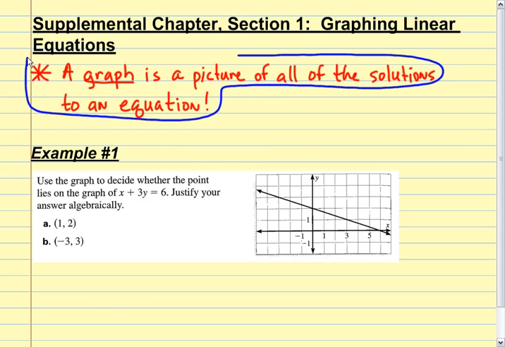That a graph is a picture of all of the solutions to an equation. Okay? A graph is a picture of all the solutions to an equation. Now, a linear equation has two variables. It has an x and a y. It may have an a and a b. It may have an m and a t, whatever. It's got two variables. Okay?